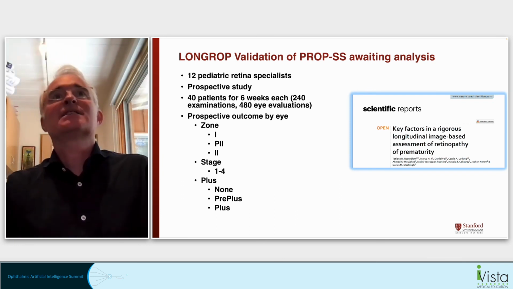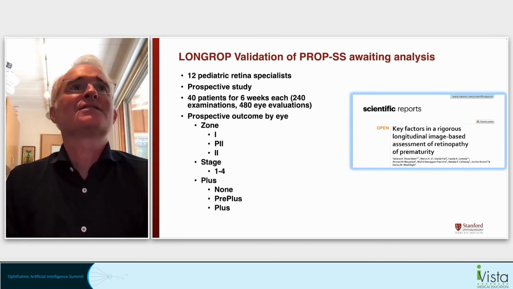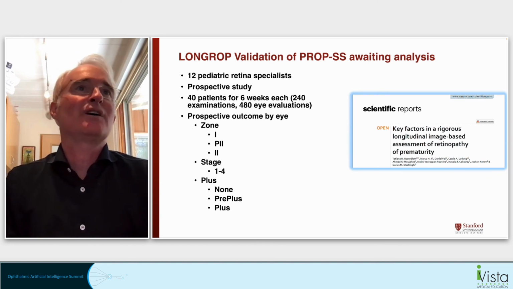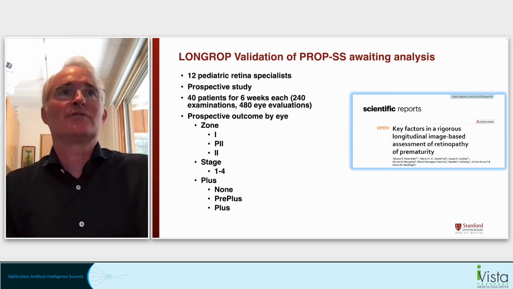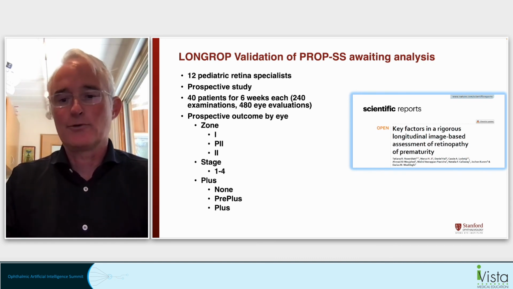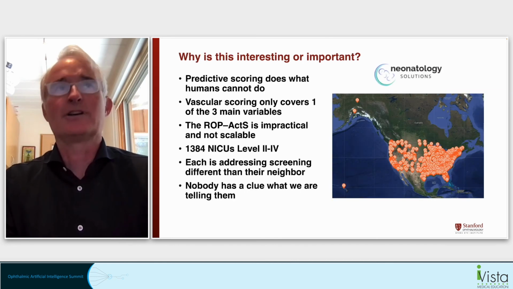We have a prospective subgroup analysis of the scoring coming from the long ROP study, which was 12 pediatric retina specialists, 240 examinations, 480 eyes, and we're in the process of evaluating that currently.